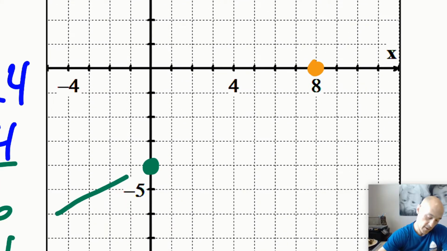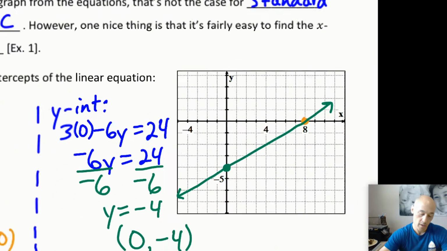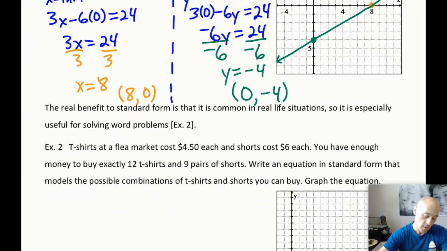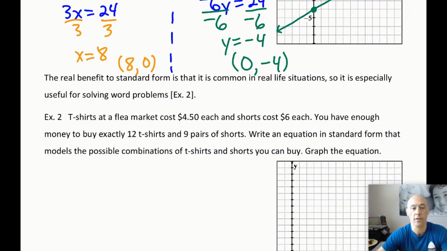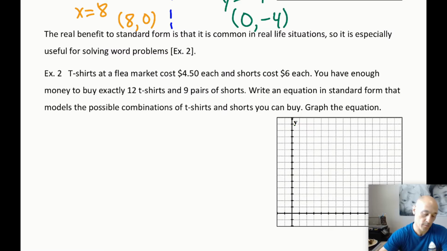And if we want to be really careful about it, we can find the slope between those 2 points. If we have a straight edge, we can just connect them just like that. All right. The real benefit to standard form is that it is common in real life situations. So it's especially useful for solving word problems. And we'll see that in example 2.